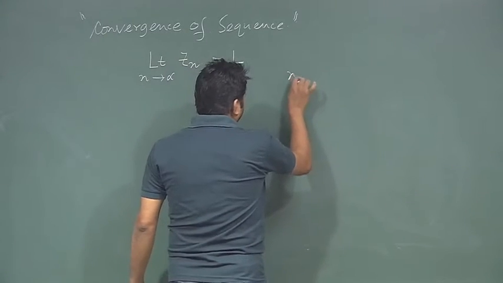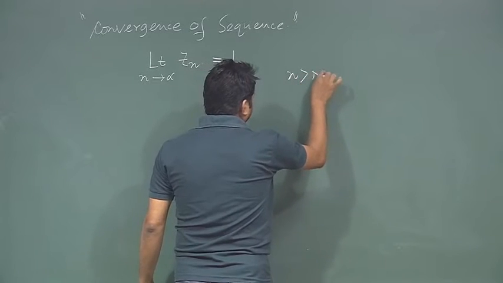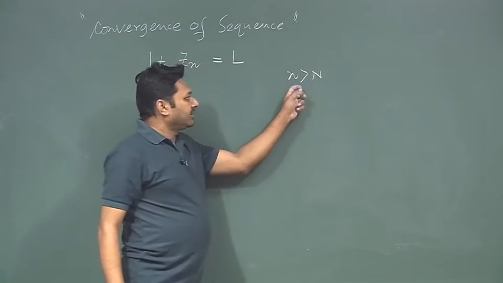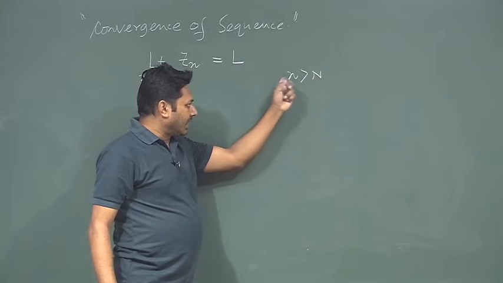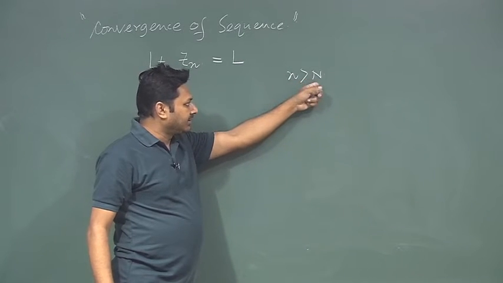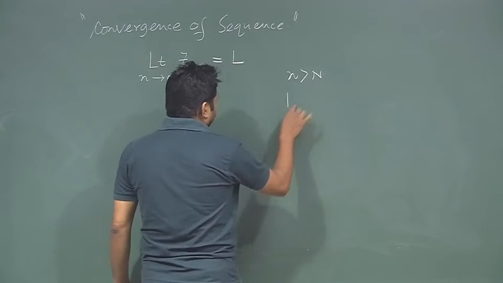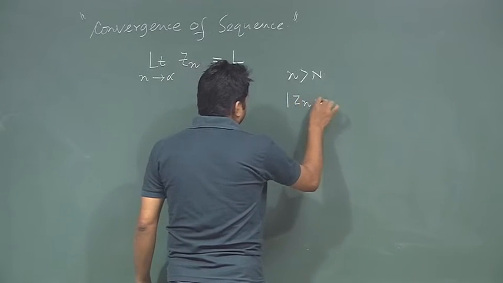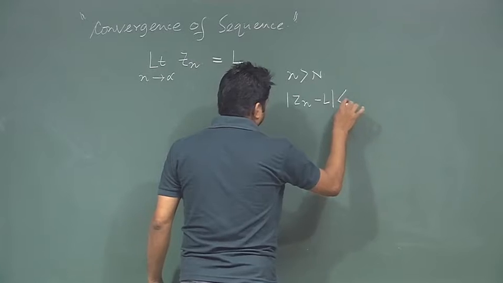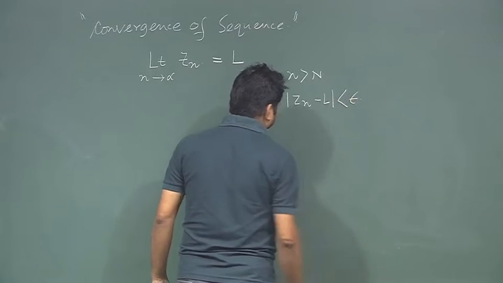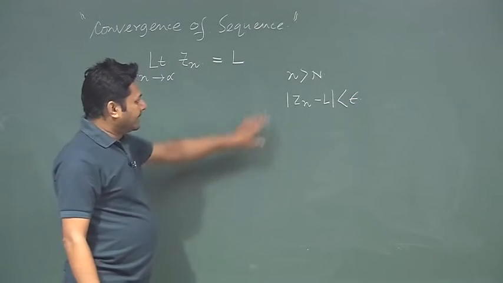In another way, if I change n in such a way that it is always greater than some value, big N, then I will have this relation.